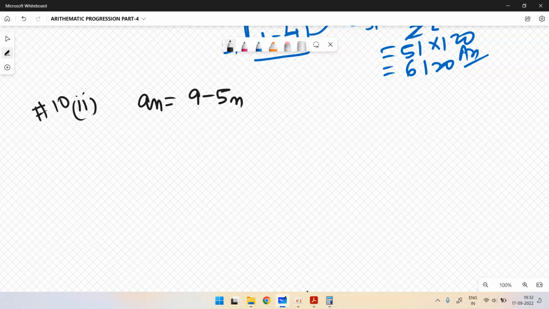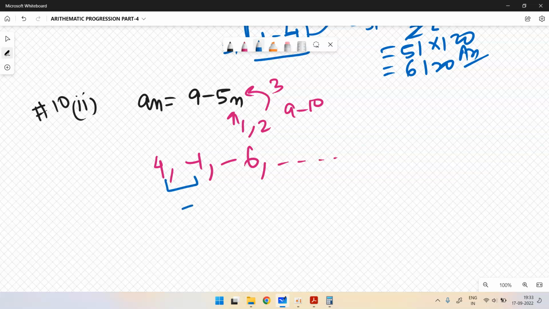If you put the values of n one by one, 1, 2, 3: for n as 1, this will give you 4. For n as 2, this is 9 minus 10, which is minus 1. Put n as 3, and 5 times 3 is 15, so 9 minus 15 is minus 6, and so on. The difference is minus 1 minus 4, which is minus 5. And this difference is minus 6 minus of minus 1, which is also minus 5. So the common differences are equal, which implies this forms an AP.